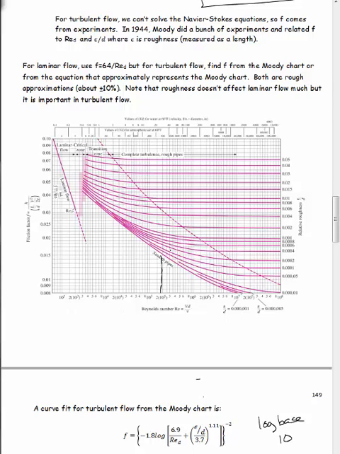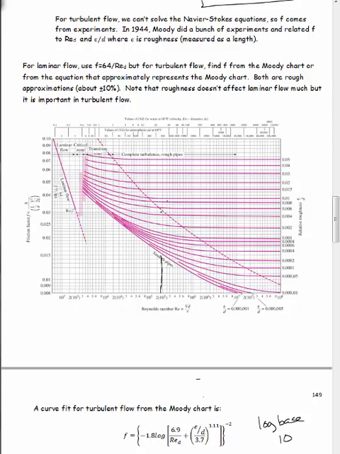And we want to go up until we find the line for 0.0043 for epsilon over D. It's going to be between 0.004 and 0.006, close to 0.004. So we're talking about right there.